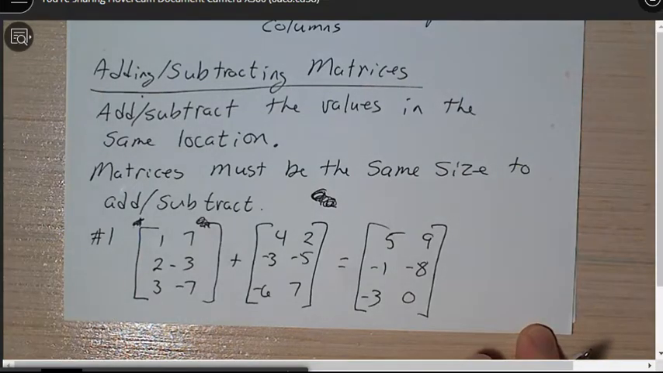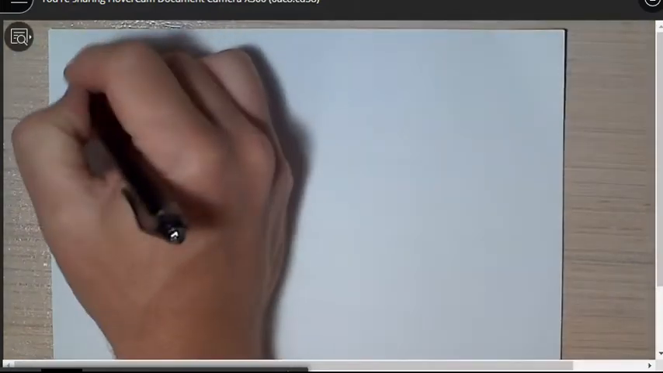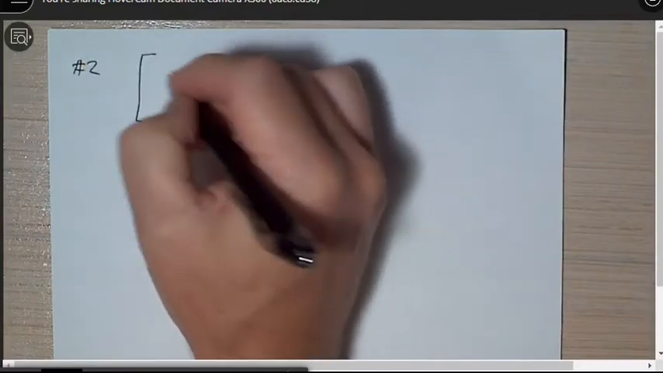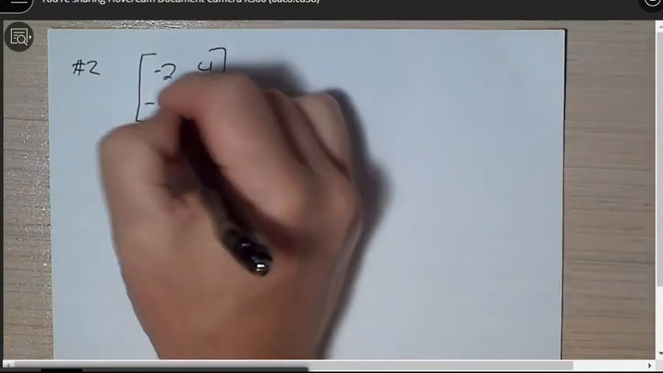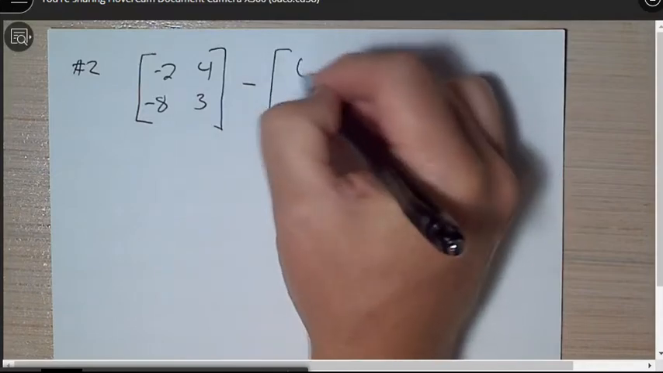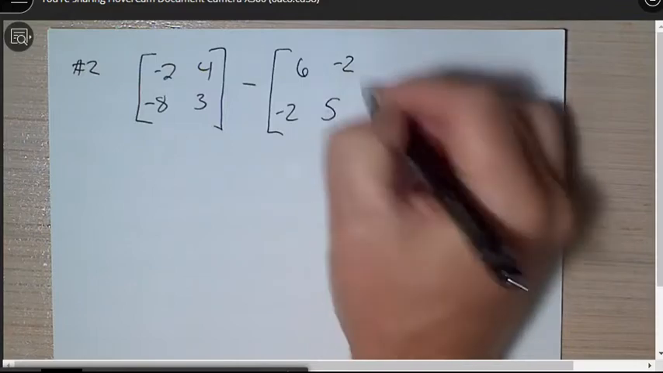Okay, the only one you have to be just a little bit careful of, and really it's more of just not getting in too big a hurry, is subtraction, because if you get in a little bit of a hurry, sometimes with the signs, you may throw a sign off a little bit. So the biggest thing with subtraction is just not to get in a hurry when you go through these. So go -2, 4, -8, 3, and minus 6, -2, -2, 5.